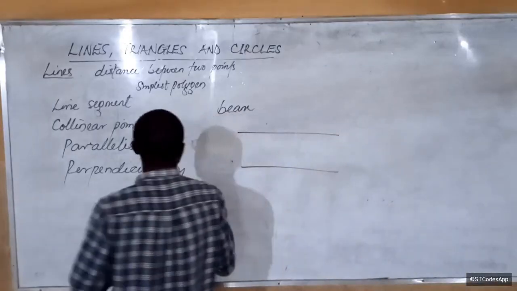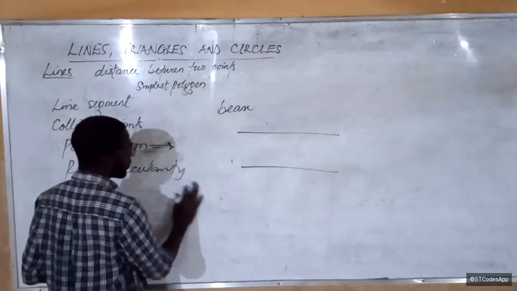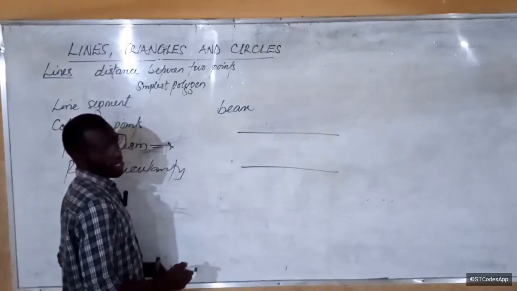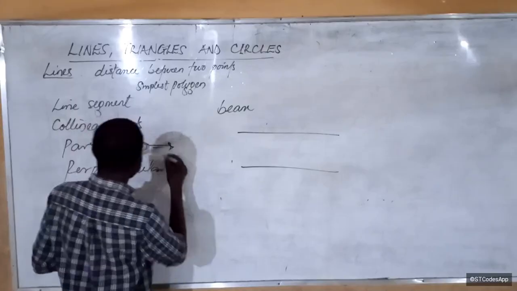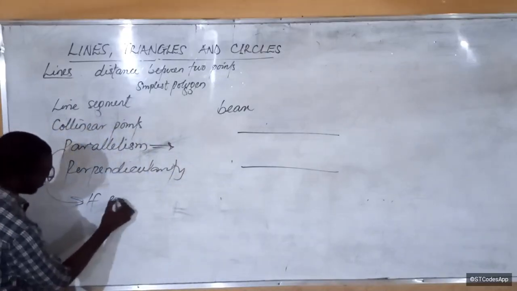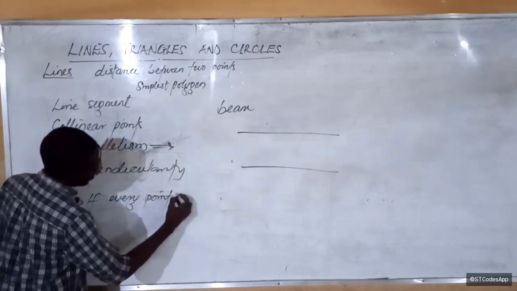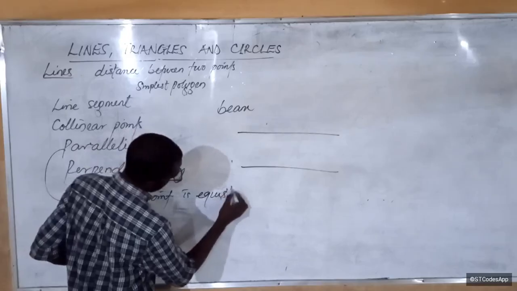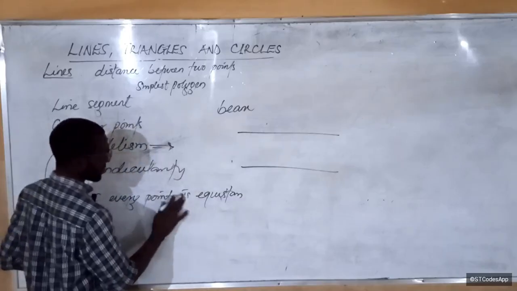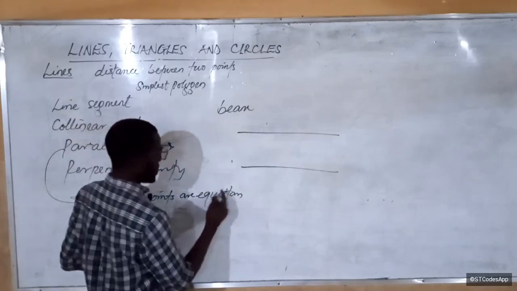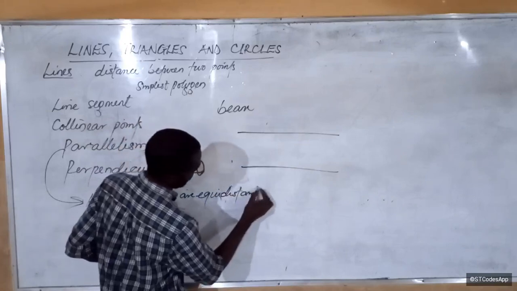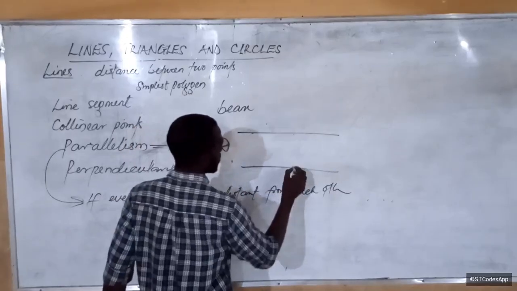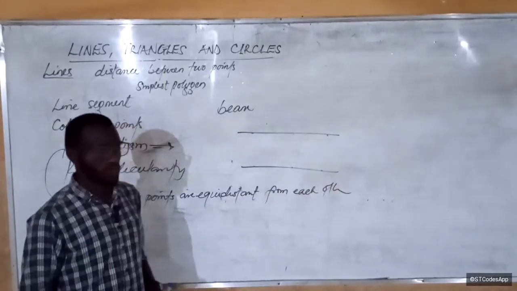So two lines are parallel if they are equidistant, if every point on those two lines is of equal distance from each other. If so, the two lines are parallel. So from here to here is the same as from here to here, same as from here to here, all through. Do you understand now? So that is what you call parallel.